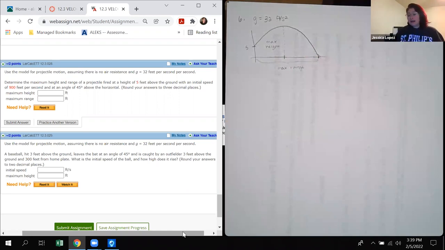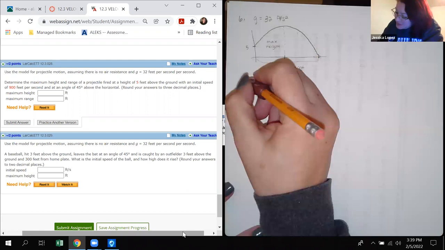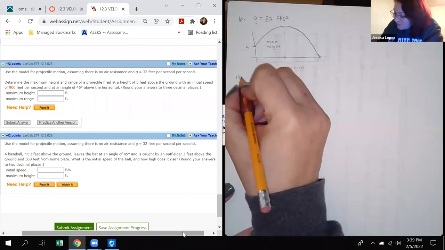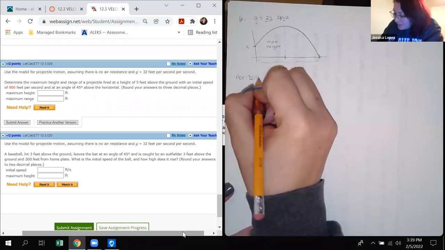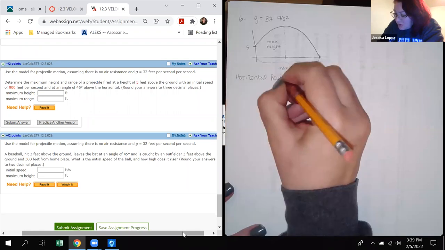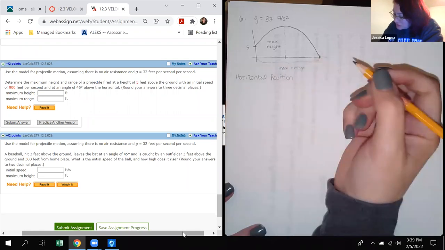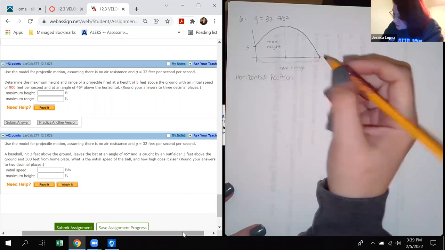The best way that I can explain it is to literally split the problem into two pieces. I'm going to decipher what's going on horizontally, and then what's going on vertically, and then I'll put the two together as one vector at the end. So here goes. For horizontal position, did I spell that right? I guess so, it's good enough.